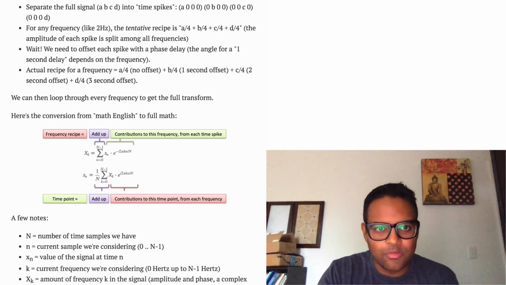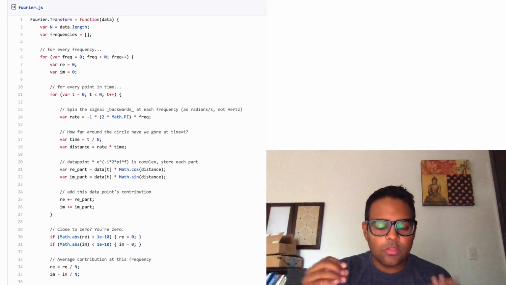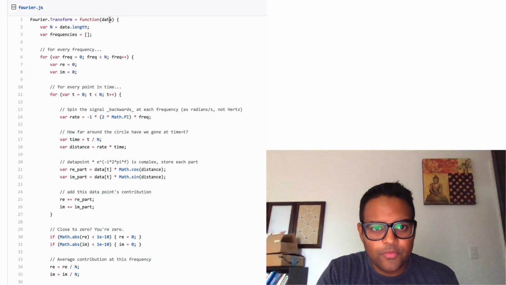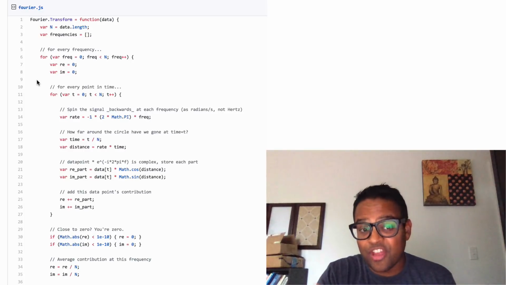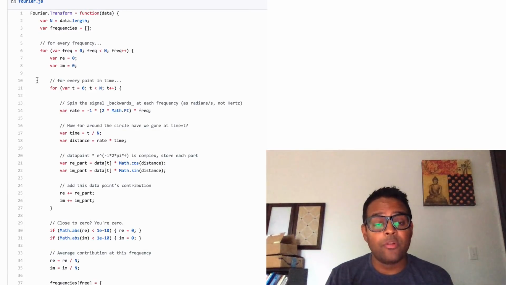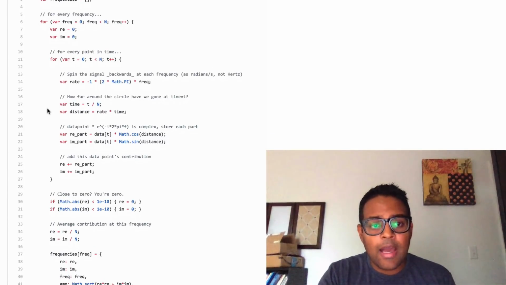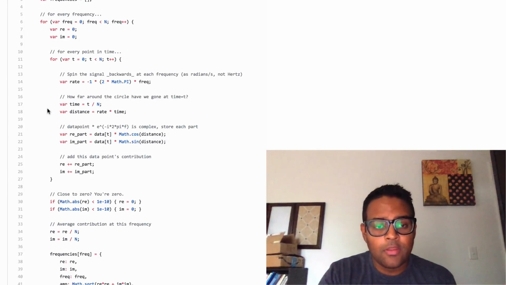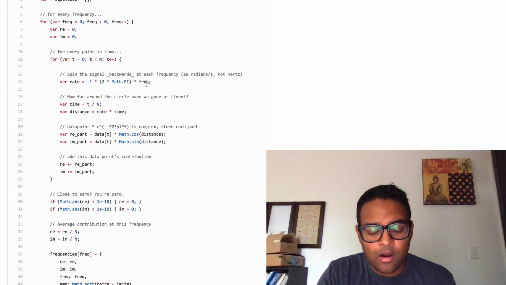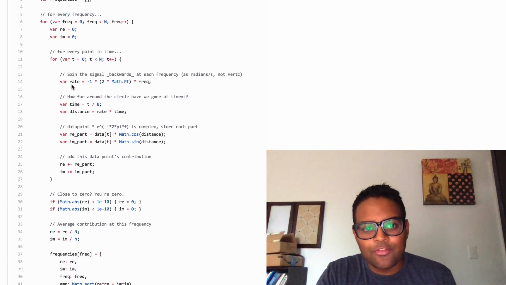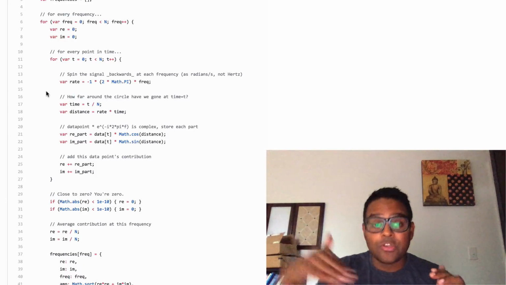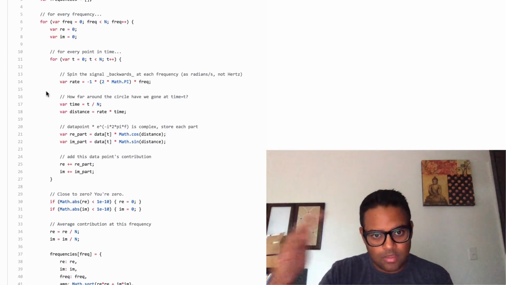So let's take a look at some of the code, just to make it a little bit easier. If you give me a set of data in the Fourier transform, what I'm going to do is loop through every possible frequency, so 0 to n, which is essentially the size of the data, and then I'm going to loop through every single point in time. And what I'm going to say is, okay, for any time point, I know the speed that I'm moving around the circle. It's 2 pi r, or 2 pi times the frequency. And of course, I'm moving backwards, so that's actually the delay that I want. I want a delay, not an advancement.